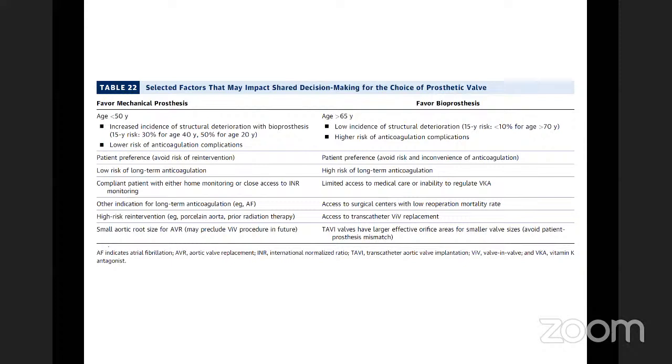So we can see a young patient less than 50 would have a significantly high rate of structural valve deterioration, so they would favor a mechanical one. Whereas an older patient older than 65 usually has higher risk of anticoagulation-related complications, so they would avoid mechanical valve and so forth. Preference: if the patient does not mind or is willing to accept the potential risk of redo surgery, then this factor also plays a role. Also the compliance level with the medication and how easily they can access a medical care facility to regulate their anticoagulation. Furthermore, the availability of TAVI and valve-in-valve in some higher specialized comprehensive valve centers has changed the dynamic of this discussion when choosing between mechanical versus prosthesis.